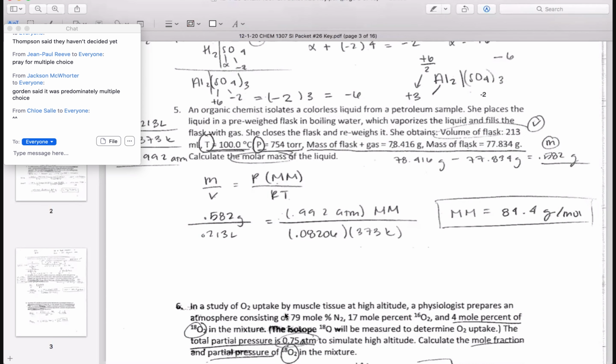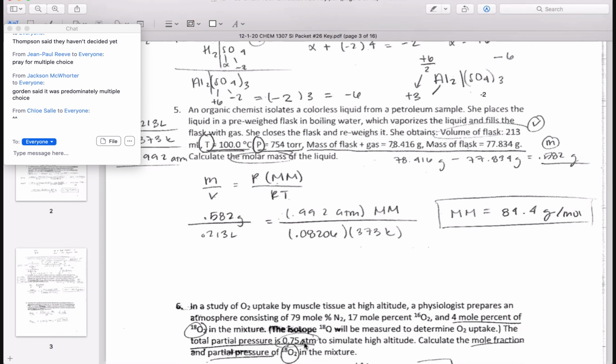In a study of O2 uptake by muscle tissue at high altitude, a physiologist prepares an atmosphere consisting of 79 mole percent N2, 17 mole percent of this isotope of oxygen, 16O2, and 4 mole percent of another isotope of oxygen, 18O2. They tell you that the 18O will be measured to determine the O2 uptake, so we're going to be focusing on that, which is why I circled it here. The total pressure is 0.75 atmospheres.